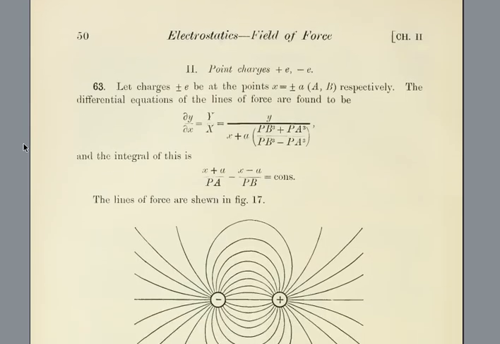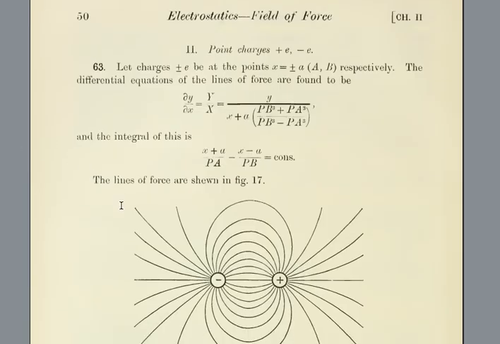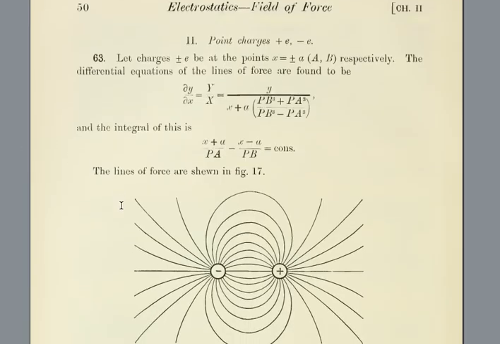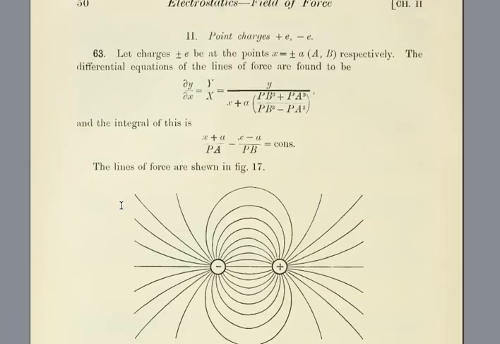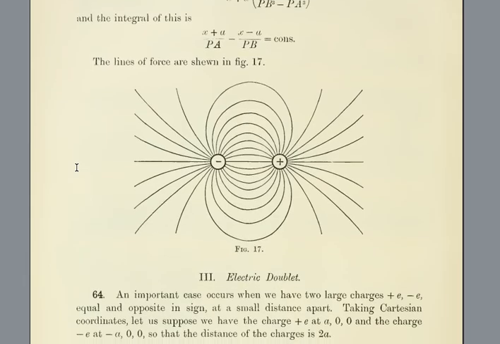63rd. Let charges +e and −e be at the points x = +a and x = −a, labeled A and B respectively. The differential equation of the lines of force is found to be dy/dx = (y/x) multiplied by the difference of the squares of the distances from the two charges divided by the sum of the squares of the distances from the two charges. The integral of this equation is (x + a)/(x − a) = constant. The lines of force are shown in the corresponding figure.